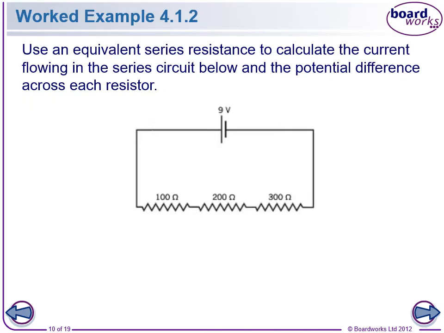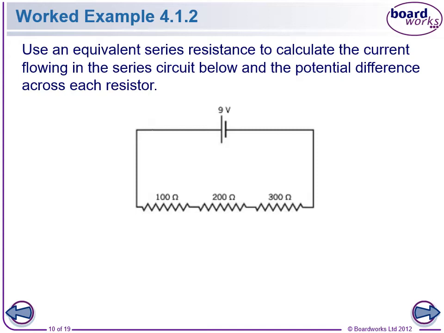Okay, another example. Use an equivalent series resistance to calculate the current flowing in the series circuit below and the potential difference across each resistor. The equivalent resistance is not difficult. Here is where we get a difficulty spike pretty quickly. So make sure you're okay with equivalent resistance first, because things get a little bit tougher here.